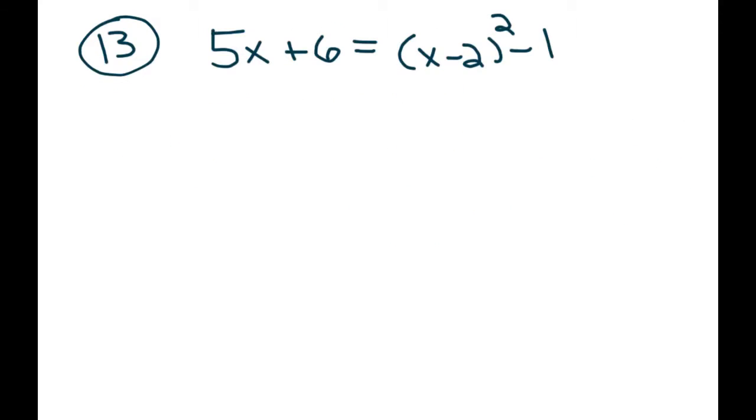In problem 13, they want you to solve 5x plus 6 is equal to (x minus 2) squared minus 1. There are 2 ways of going about doing this, and they both require a little bit of work. One of the ways of doing this, or if you're unsure of how to algebraically manipulate a problem, you can put one side of the equal sign into y1 equals and the other side into y2 equals, and find where the graphs intersect. Here's the problem with this problem.